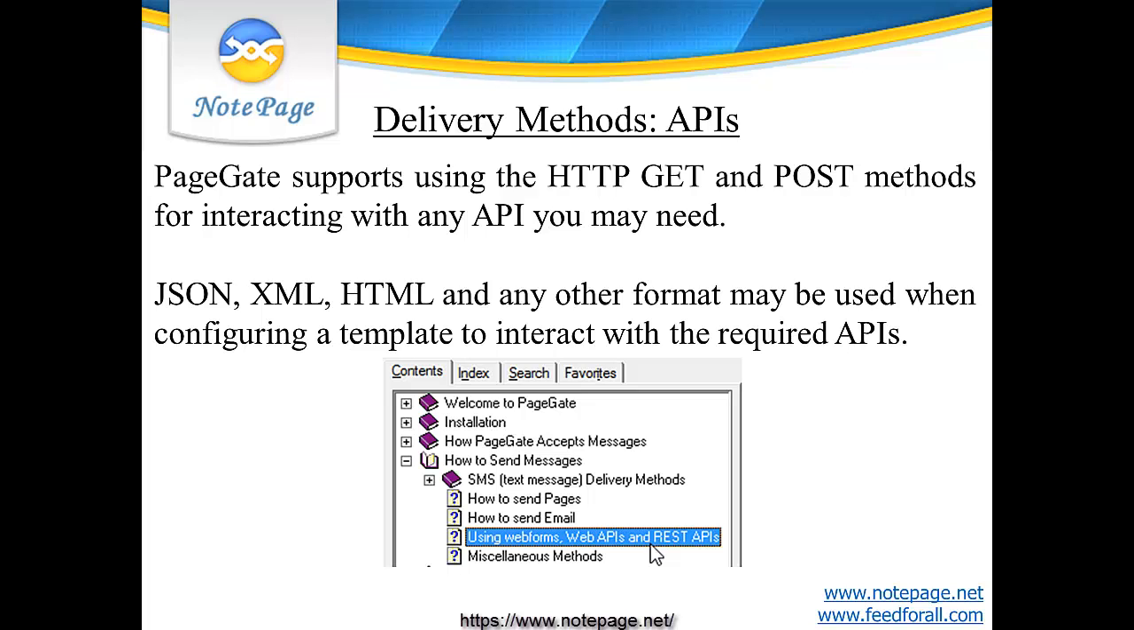Now let's go over interacting with internet-based APIs. PageGate supports using the HTTP GET and POST methods for interacting with any API you may need. JSON, XML, HTML, and any other format may be used when configuring a template to interact with your required APIs. For more information, have a look at the How to Send Messages using Web Forms, Web, REST, and SOAP APIs section of the documentation.